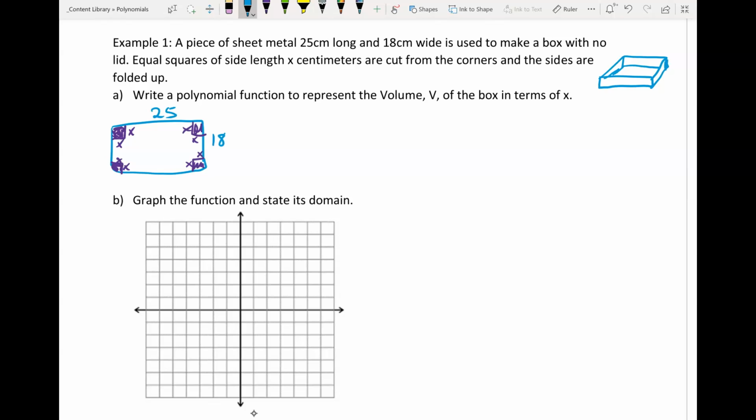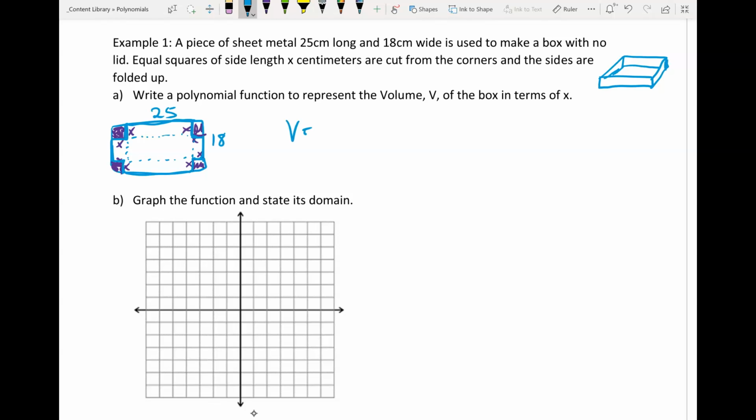Now this is what's left over then. It's going to be this region in here that's left over. And then it says the sides are folded up. So here are the creases to fold up those sides to create that box. Basically, I'm looking at an unfolded version of this box, looking from the top down.